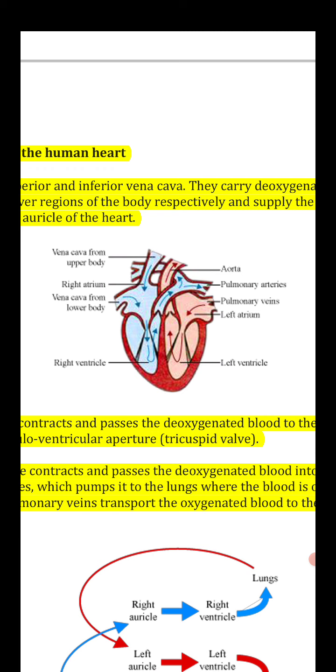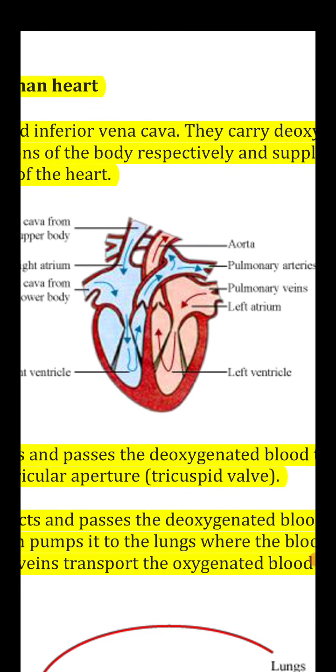The pulmonary arteries carry the deoxygenated blood to the lungs, and after that through the pulmonary veins the oxygenated blood enters the left atrium. Just look at the arrow diagram. The red color is the oxygenated blood, the blue color is the deoxygenated blood. Always remember, in the heart structure the blue color means carbon dioxide, and the red color means oxygenated blood. So through the pulmonary veins the oxygenated blood enters the left atrium.